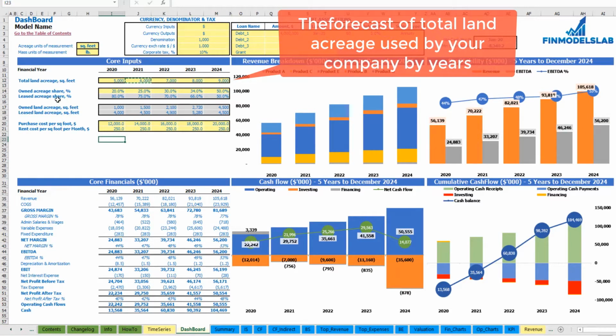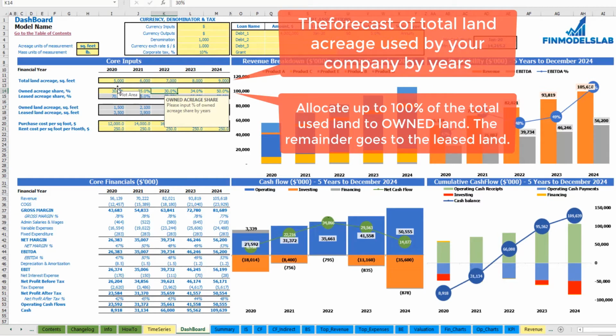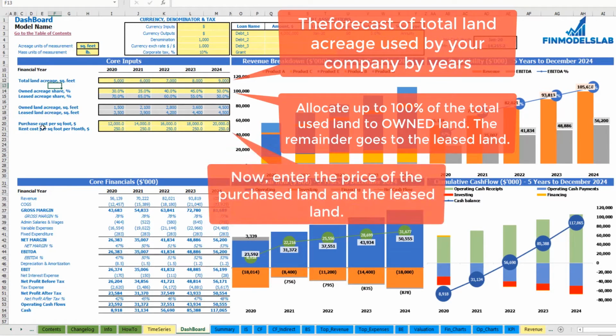The next step is to allocate this total acreage by owned acreage and leased or rented acreage. For example, 30%, 35%, 40%, 45%, and 50% for the owned, and the rest obviously will be leased. In the next section you may see the absolute values of acreage in square feet based on this allocation and total land acreage.